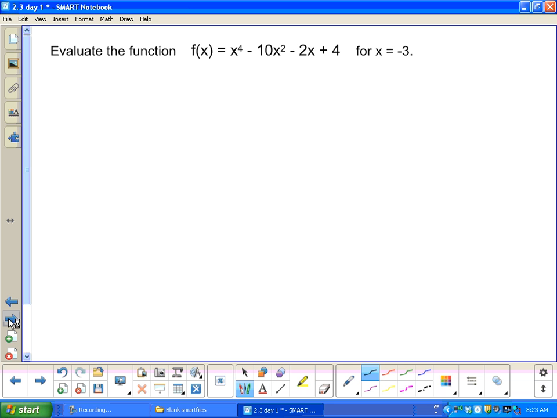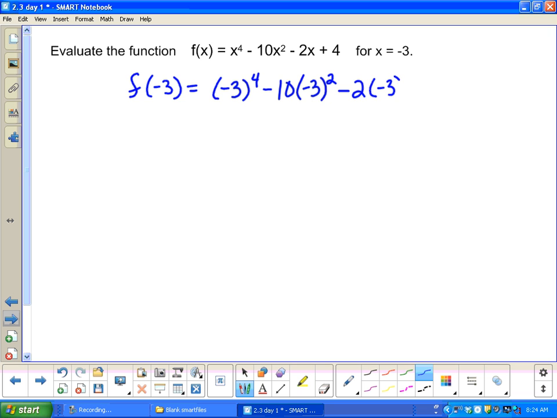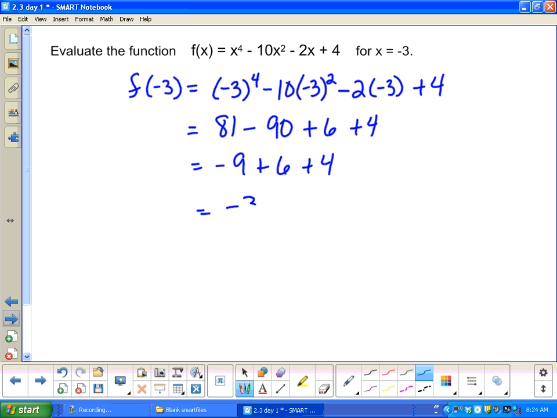Let's look at this. Evaluate the function. We know how to evaluate this. We plug in f of negative 3. And then we substitute it in. Negative 3 to the 4th minus 10 times negative 3 squared minus 2 times negative 3 plus 4. Negative 3 to the 4th, 81. 9 times negative 10, negative 90. Plus 6 plus 4. Negative 9 plus 6 plus 4. Negative 3 plus 4, 1.